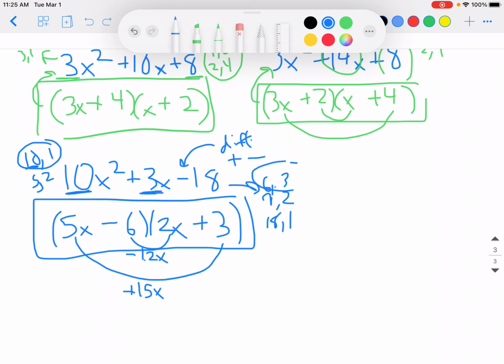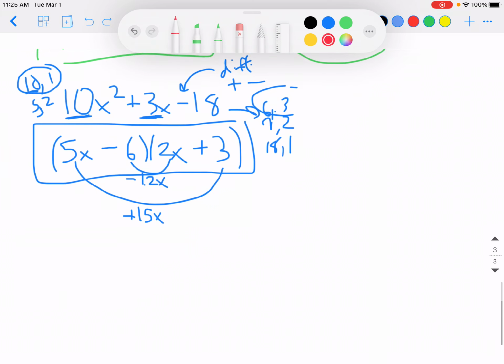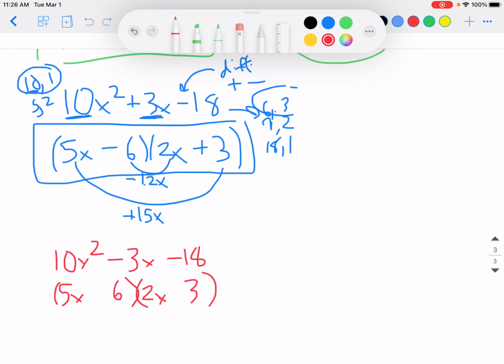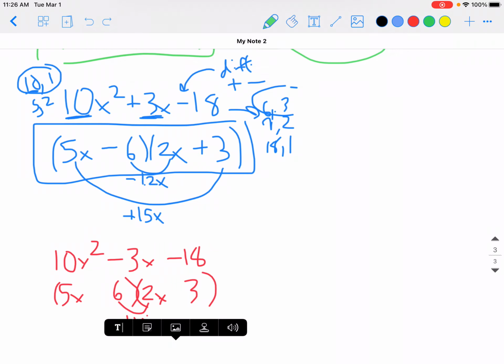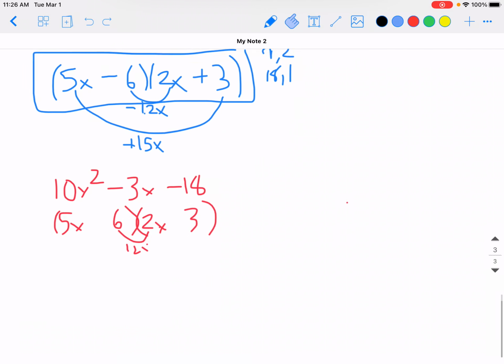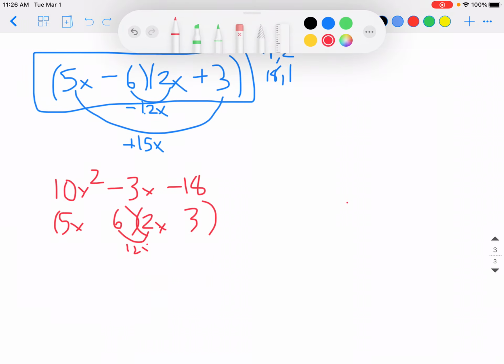Now, really quickly, let's do 10x squared minus 3x minus 18. When I get to this part, again, I'm going to try with 5x and 2x. I'm trying my things. I get 6 and I get 3. And I do the same thing. Hey, that's 12x. And hey, this is, whoops, try this again. Come on, there we go.